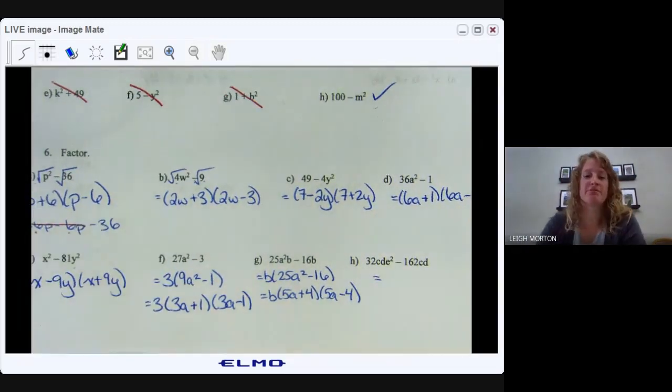Okay, so G, your common factor is B. Pull that out and you're left with a difference of squares.